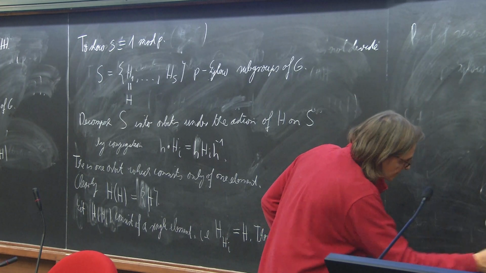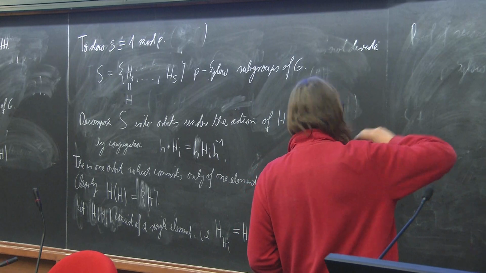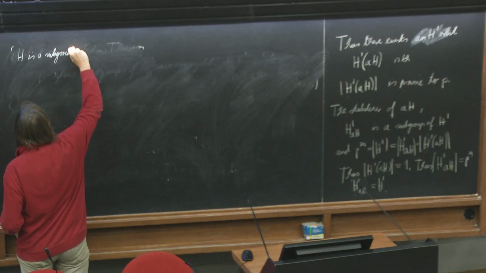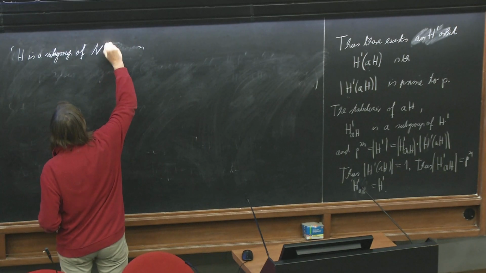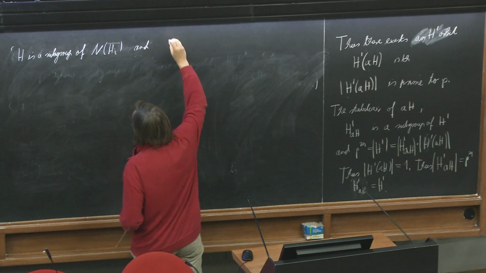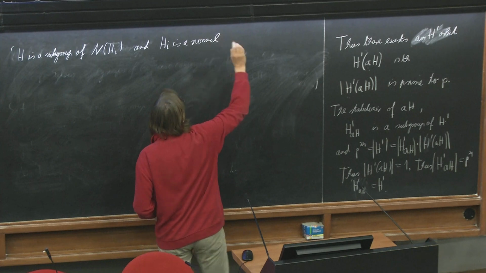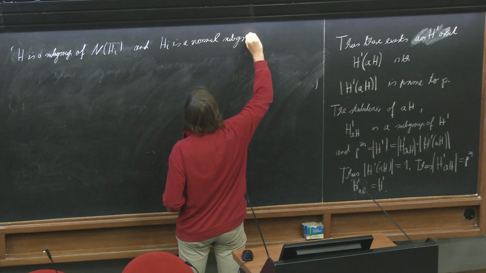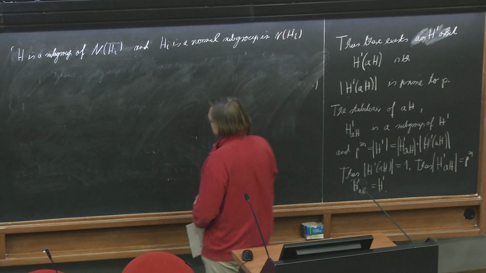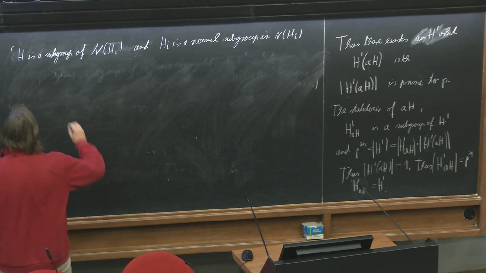Because that is what we mean. So we have that H is a subgroup of N of Hi, and Hi is a normal subgroup in N of Hi. And obviously, both H and Hi have P to the M elements.